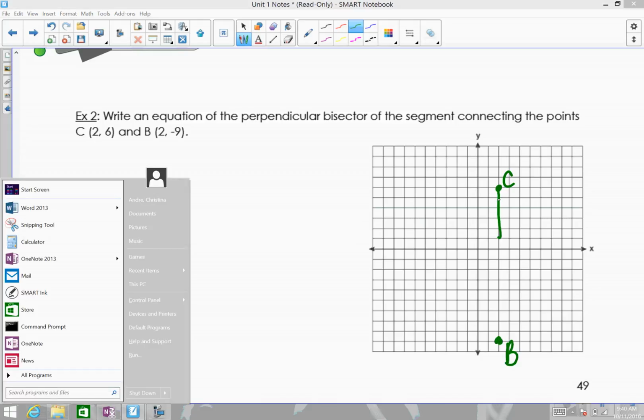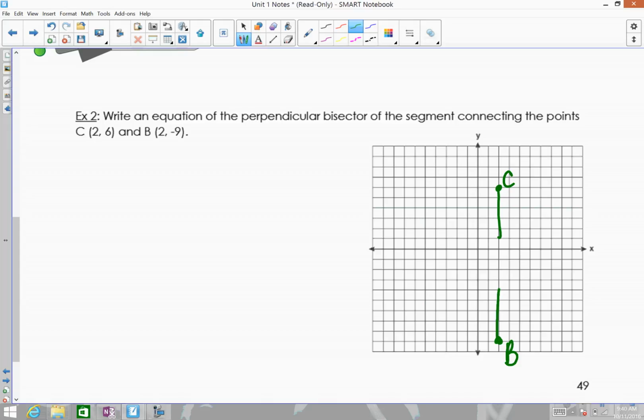So now I'm starting with a vertical segment, which means perpendicular to this is going to have to be horizontal. So I've got to find the midpoint. The distance from C to B is 1, 2, 3, 4, 5, 6, 7, 8, 9, 10, 11, 12, 13, 14, 15. So I went down 15, which means if you divide that by 2, you're really going to have to go down 7.5. So you go down 1, 2, 3, 4, 5, 6, 7.5 would be right in here. So there's going to be my midpoint.